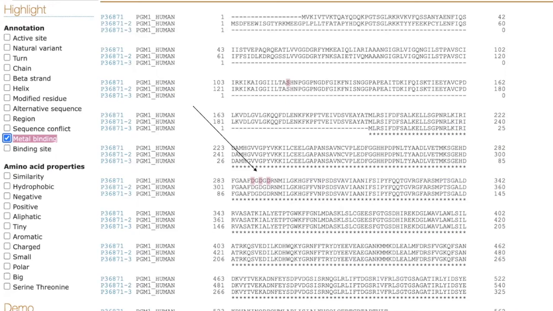Applying UniProt's metal binding filter on the primary sequence reveals that the stabilization of the magnesium ion in the metalloenzyme is also reliant on 3 aspartate residues highlighted in pink, in addition to the phosphorylated serine. The negative charges of these acidic residues can be visualized in tertiary structure later to have ionic interactions with magnesium to stabilize it in place.